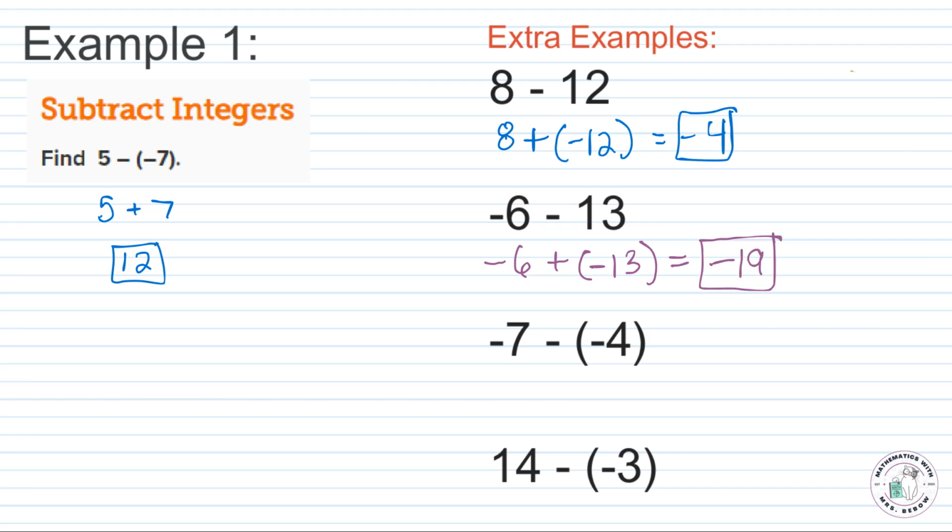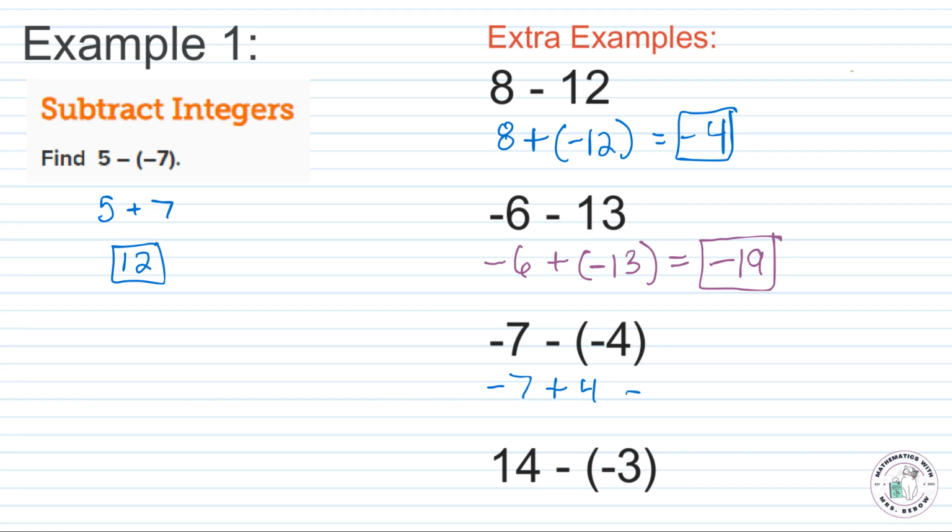All right, let's try another one. So negative 7 minus a negative 4. We're going to keep the negative 7. We'll change the subtraction into addition. And then the negative 4, the opposite, is a positive 4. So negative 7 minus negative 4 is the same thing as negative 7 plus 4.